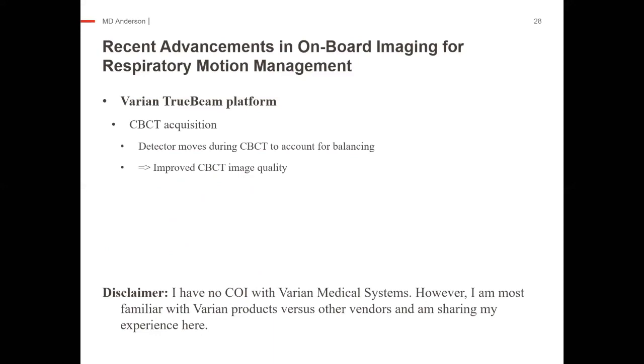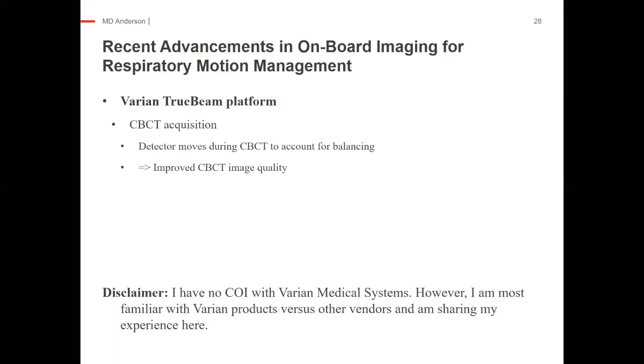There's been a lot of recent advances in onboard imaging for motion management. I'm going to talk a lot about the Varian TrueBeam platform because they have a lot of good advances lately. I do have a little disclaimer here. I don't have any conflicts of interest with Varian. I just am most familiar with them. So I'm sorry you have this biased perspective, but it's just my experience.